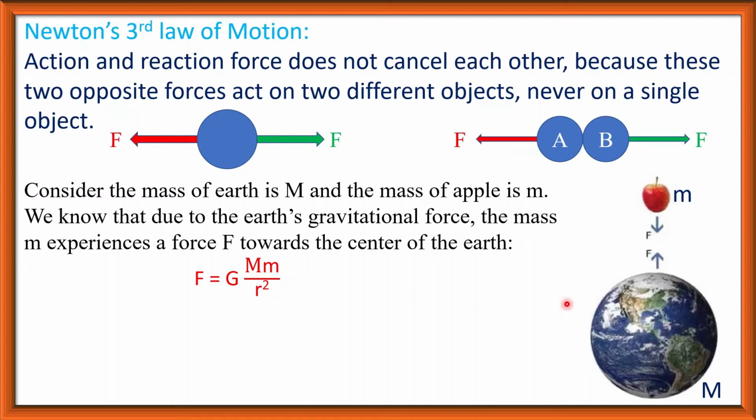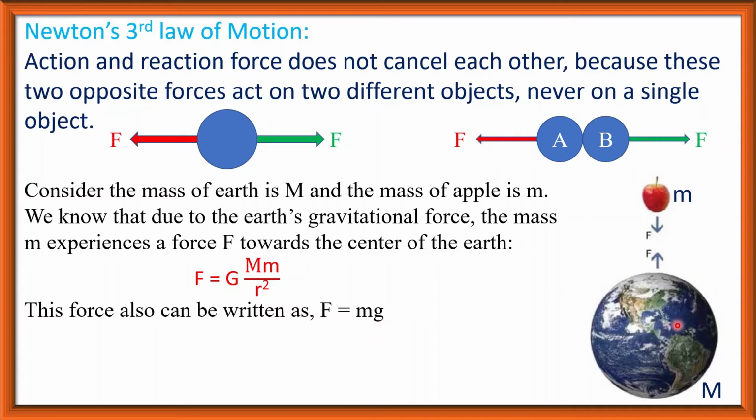R is the distance between earth and this apple, and this force can also be written as F is equal to mg. We know force F is equal to m into g. Here m is the mass of the apple and g is the acceleration due to gravity.